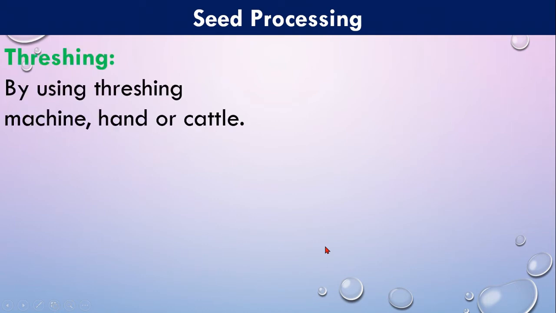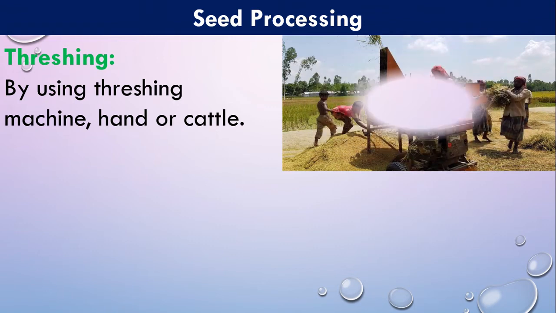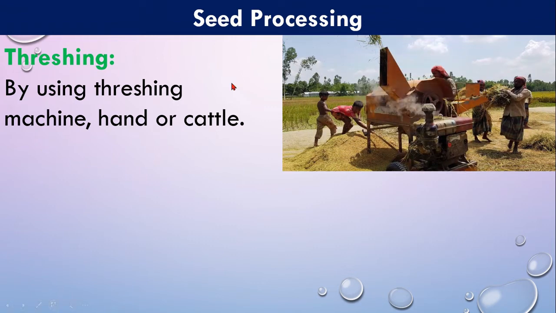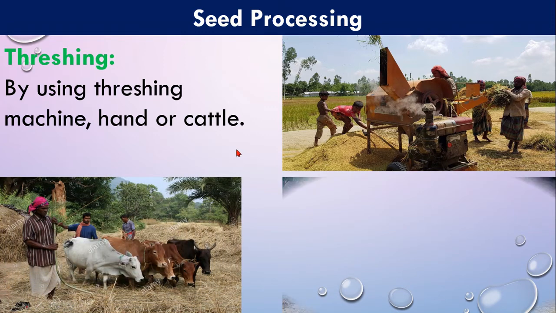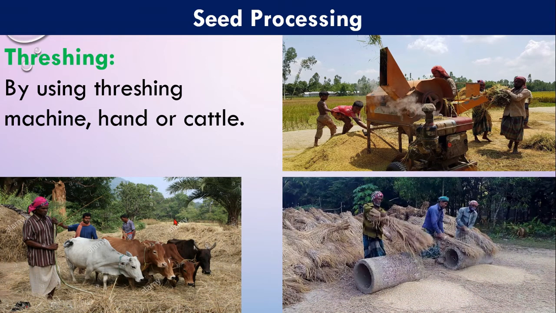Seed processing. Seed processing includes some steps, and the first one is threshing. After seed collecting, you have to thresh the seeds. So if you have a look, I show some of the methods with pictures.